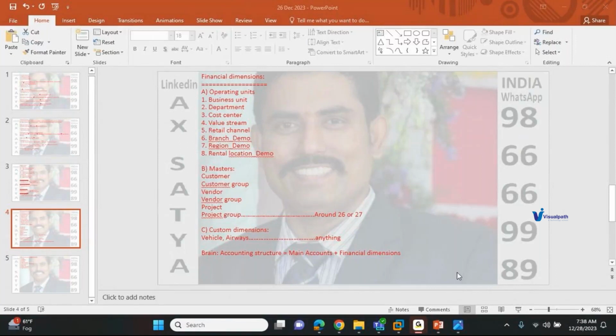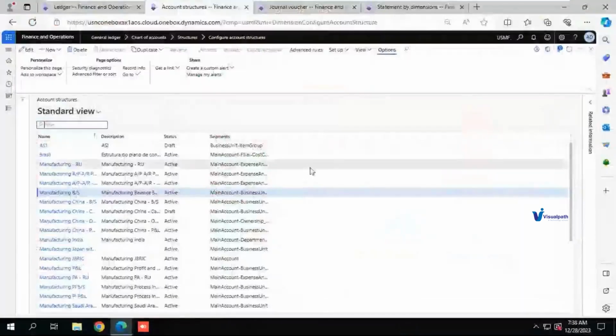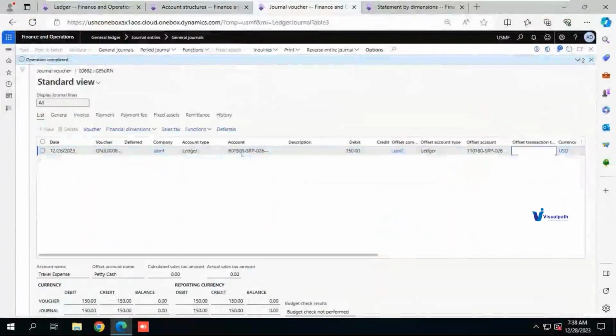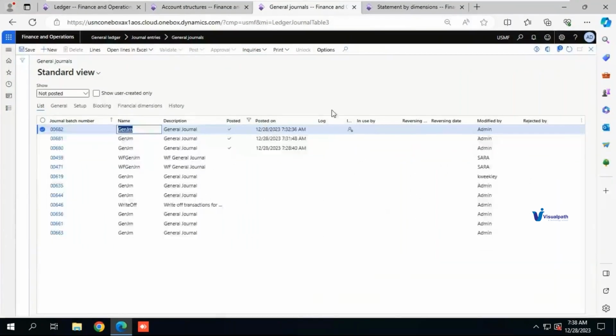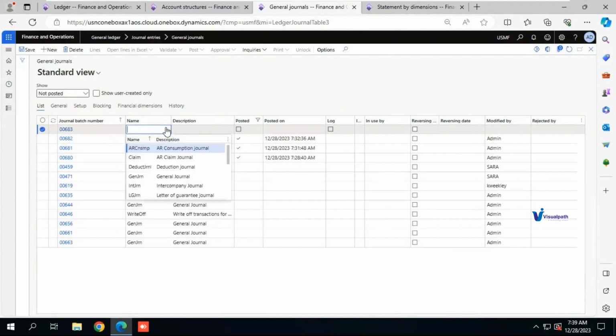So ledger means here, this one, this is the main account. What is your question? Sorry, come again. My question is the account type is ledger and the offset account type is ledger. Why is it like that? So how are you noting down the expenditure?